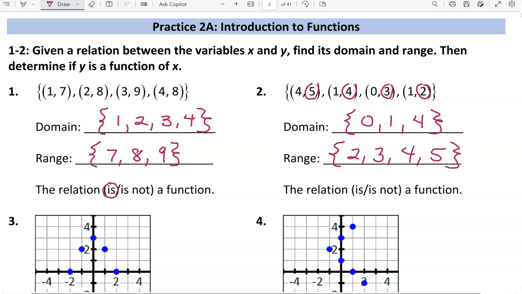Next, we'll determine if this relation is or is not a function, and to do so, let's consider each x value. Does x equals 4 correspond to only one y value? And the answer is yes. Does x equals 1 correspond to only one y value? And the answer is no. X equals 1 corresponds to both 4 and 2 as y values, so this relation is not a function.